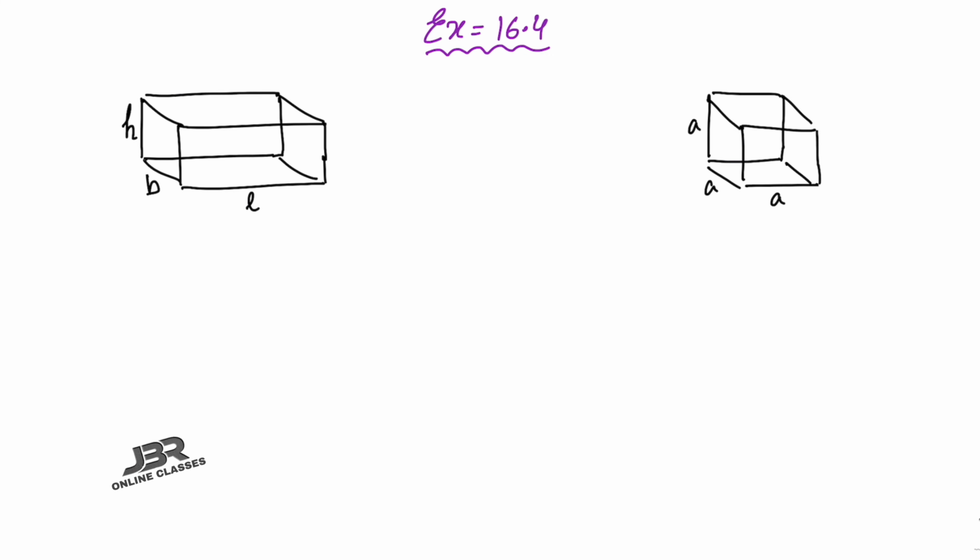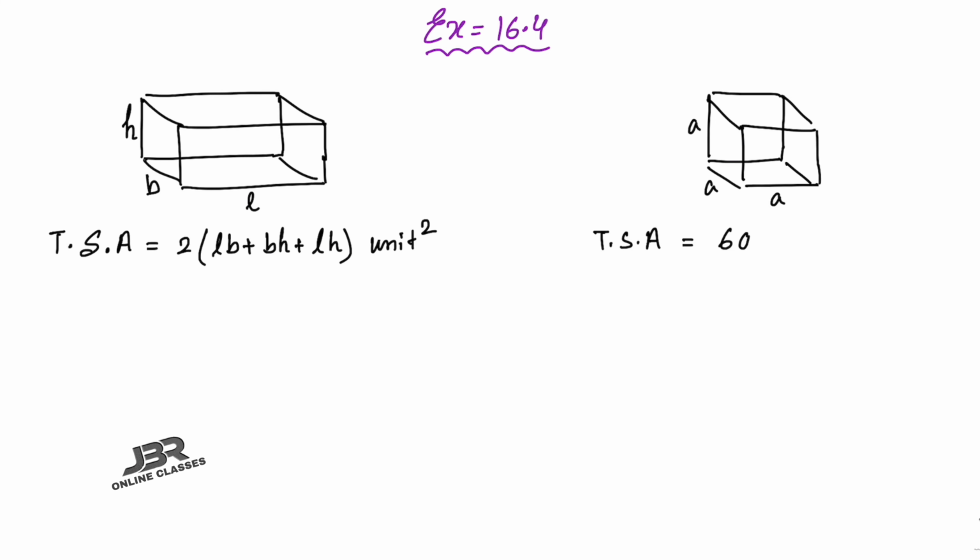So for this one, the surface area, or you can also call it the total surface area. The total surface area of a cuboid, the formula is 2 into (LB + BH + LH), unit square. The total surface area of a cube equals 6a square. Next one, lateral surface area.